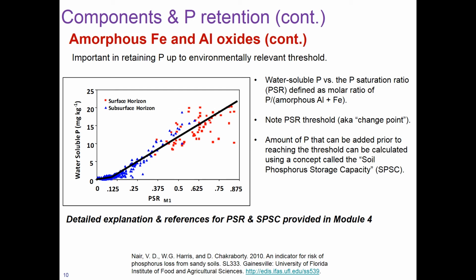Note that the plot represents a lot of data. These are all samples from Florida. The red symbols indicate surface horizons and the blue subsurface horizons. There are a lot more surface horizons that are elevated in PSR and water-soluble phosphorus than there are subsurface horizons, although quite a few of the subsurface horizons are also elevated, indicating that phosphorus is moving to reach those horizons.